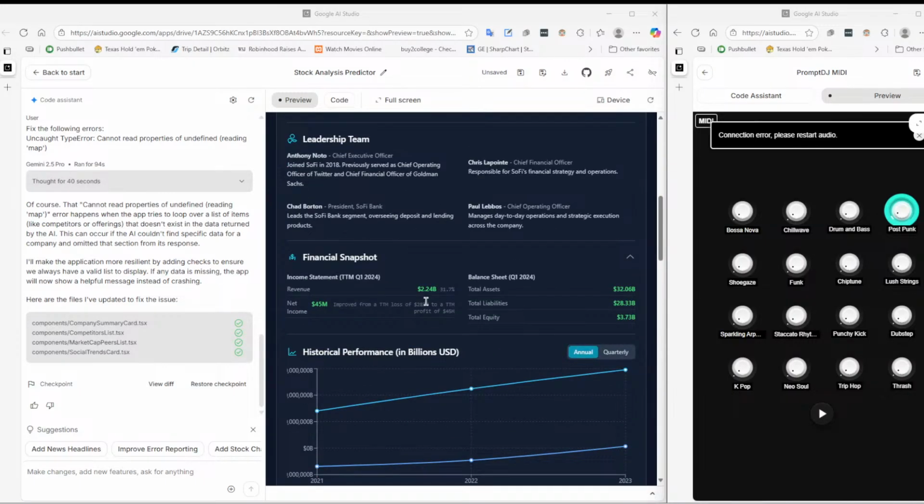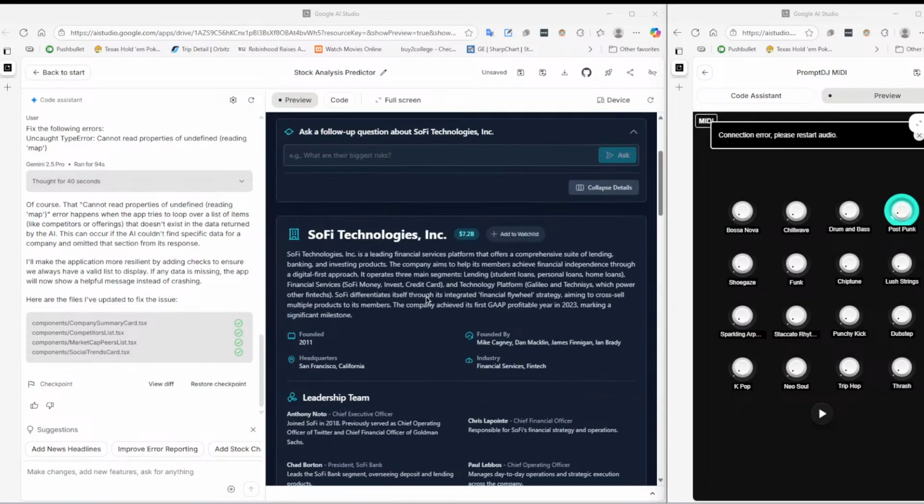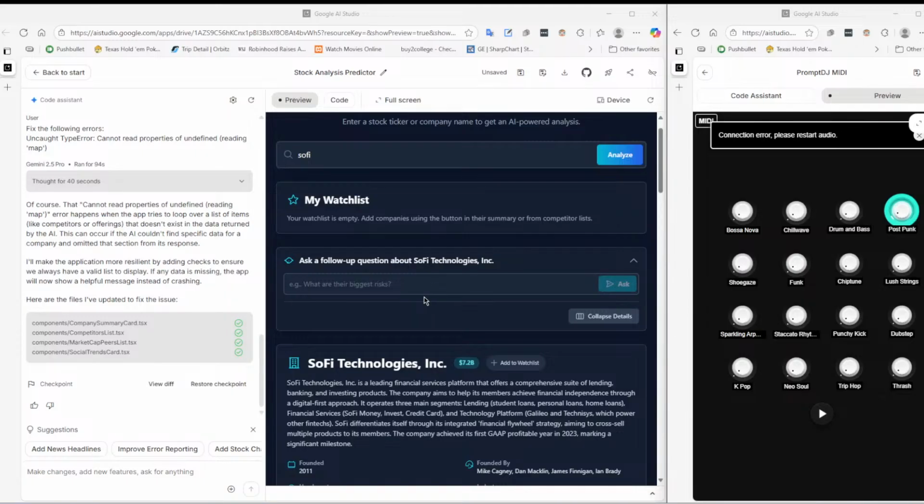I don't know what else I should add. Let me see. Let me try playing the AI music generator. Hopefully it's not too much.